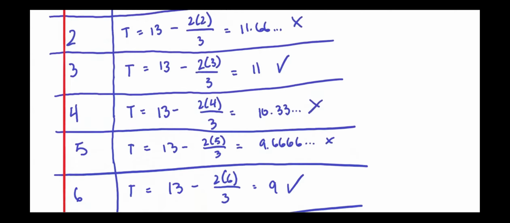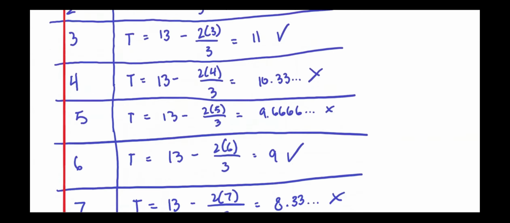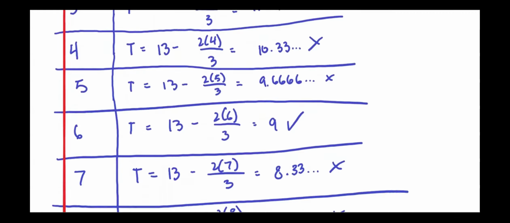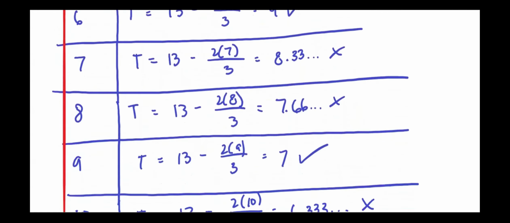Everything's broken. There we go. 6 and 9. And then it happened again. We should have 9 and 7.